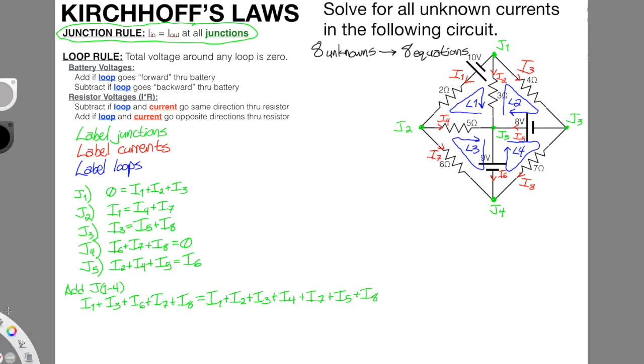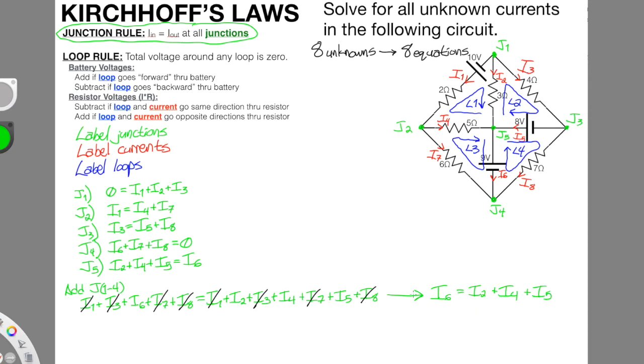So, now we can cancel a few things out that are on both sides of this equation: I1, I3, I7, and I8. And what we have left after we do this is I6 equals I2 plus I4 plus I5.